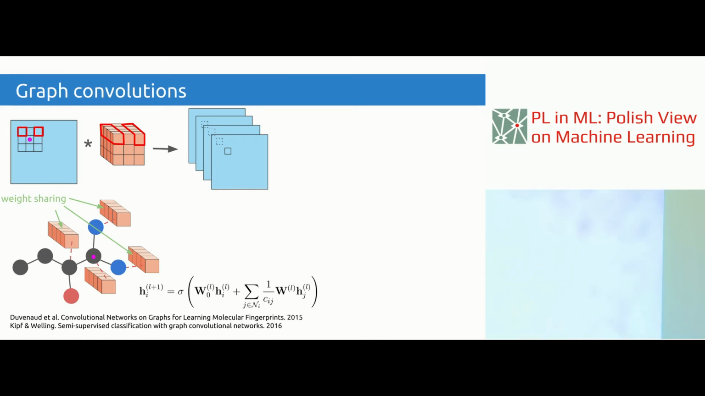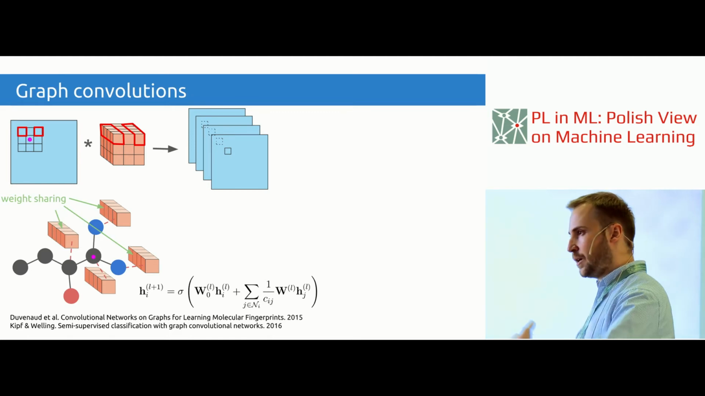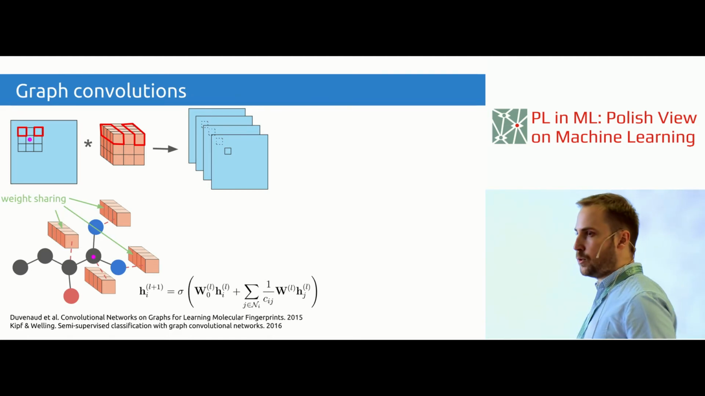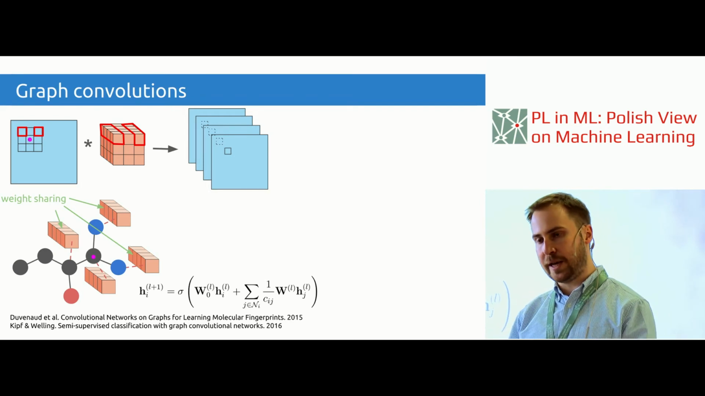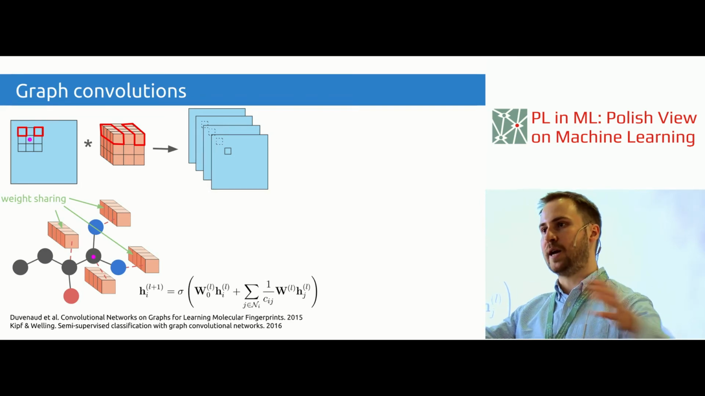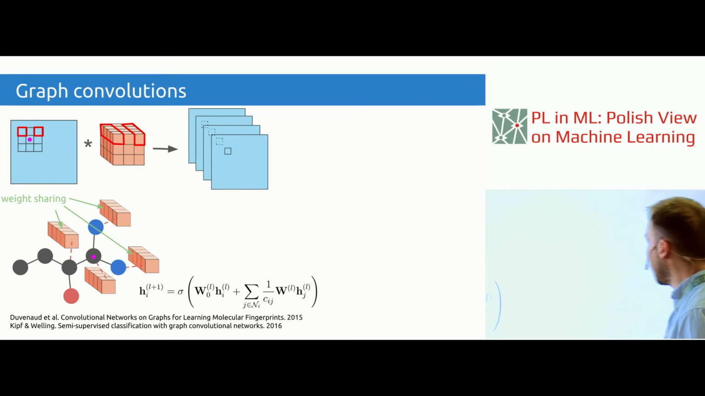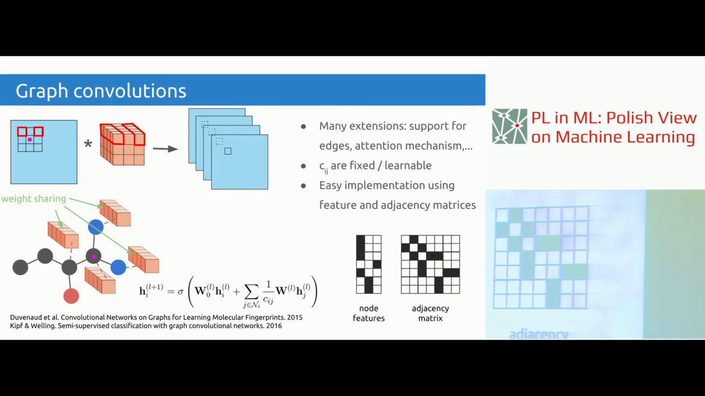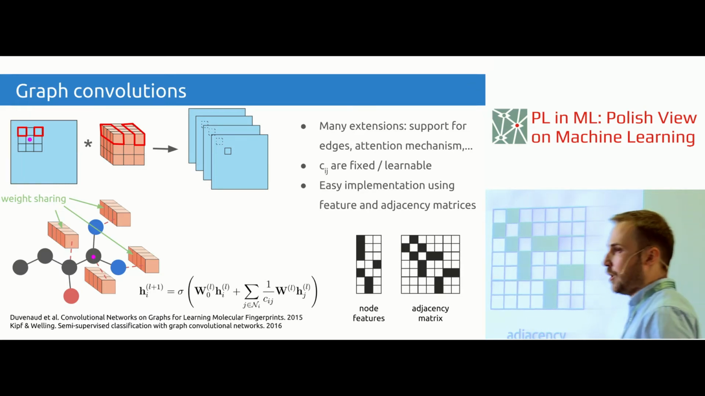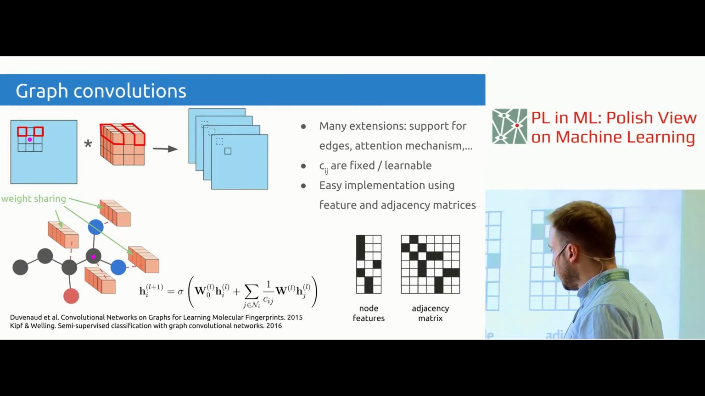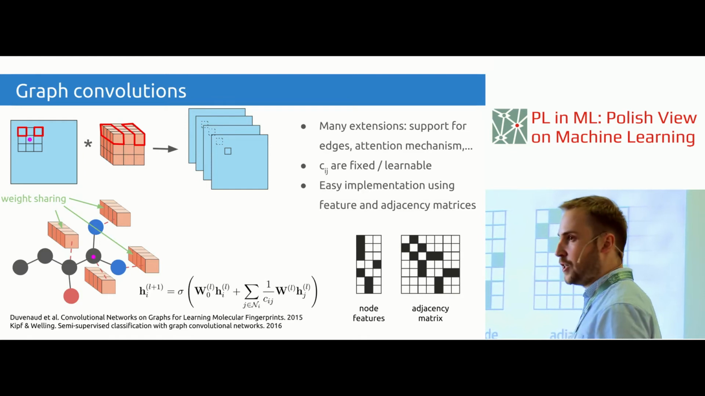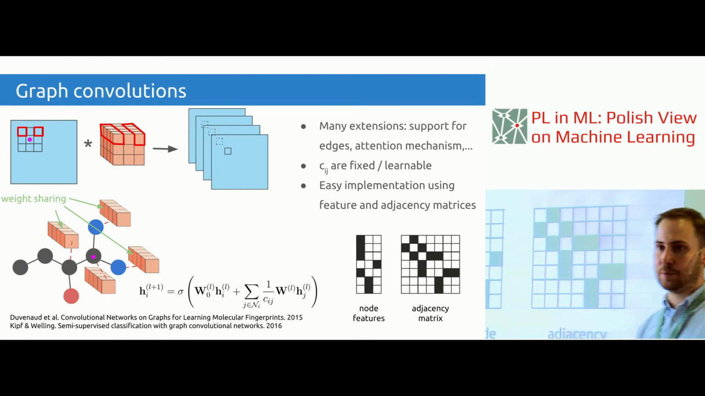So to keep the signal level more or less the same, you need to normalize it. And of course, if you are stacking consecutive layers, you are actually learning a more and more abstract representation for each node just by gathering the information from a wider and wider neighborhood. And graph convolutions have many extensions. For example, support for edges. You can add an attention mechanism. You can set this normalization constant fixed, or you can make it learnable.